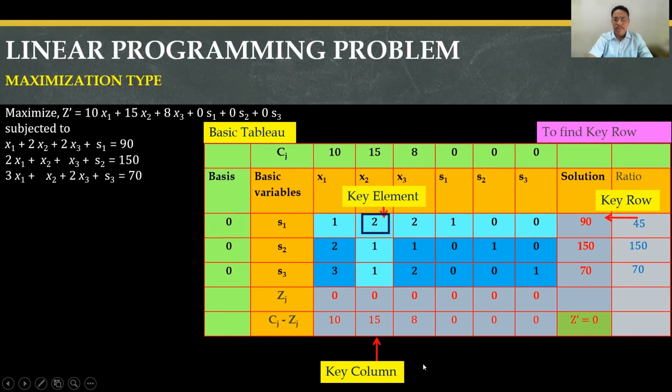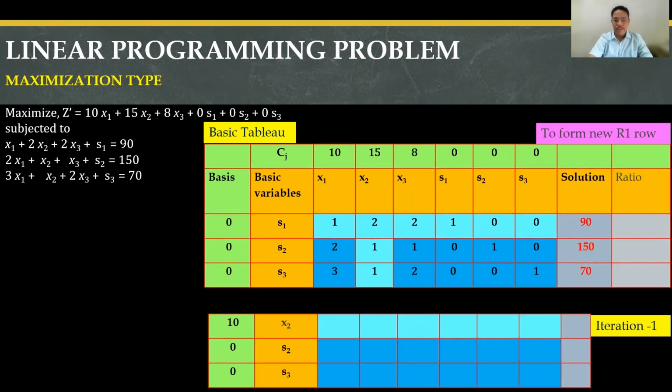What is the importance of the key element? The key element should be made 1, and the other elements in the key column should be made 0. So here we will change the key element to 1 and the other elements of the key column to 0. So we have written x2 here as x2 is going to replace s1 and its coefficient is 10 in the objective function.